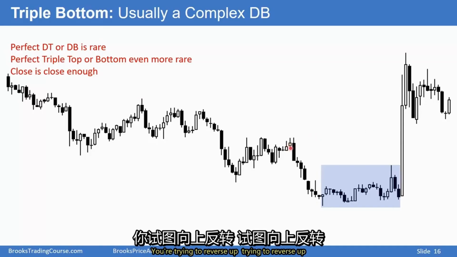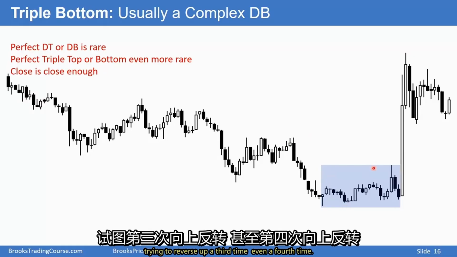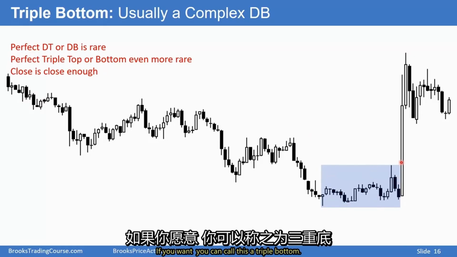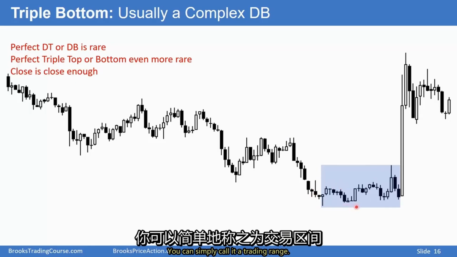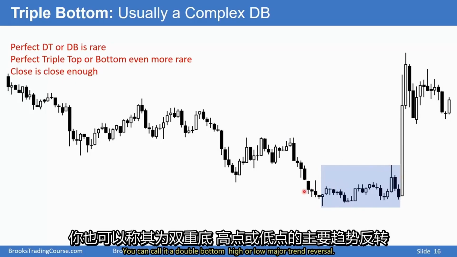We tried to reverse up, tried to reverse up, tried to reverse up a 3rd time, and even a 4th time. If you want, you can call this a triple bottom. You can simply call it a trading range. You can call it a double bottom, high or low major trend reversal.